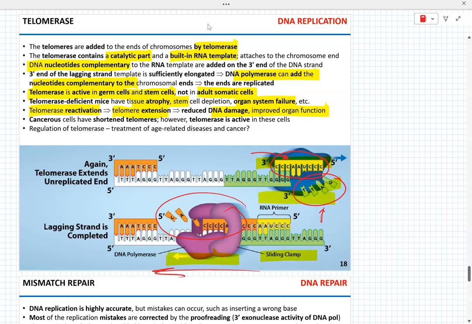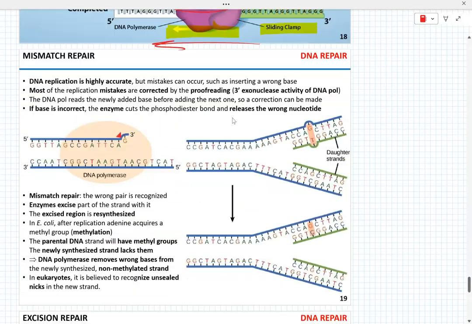Interestingly enough, cancerous cells have shortened telomeres, which isn't surprising, they divide fast. However, the telomerase is very active in these cells, and it is possible that the regulation of telomerase activity may lead to the discovery of special treatments for age-related diseases and cancer.